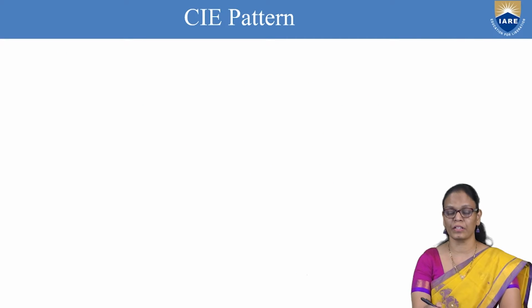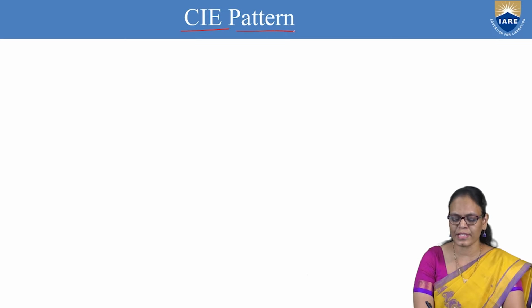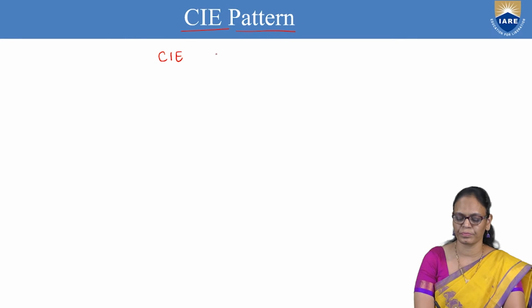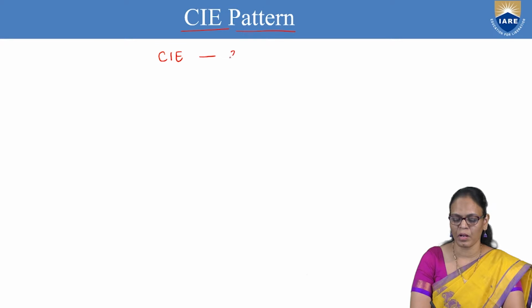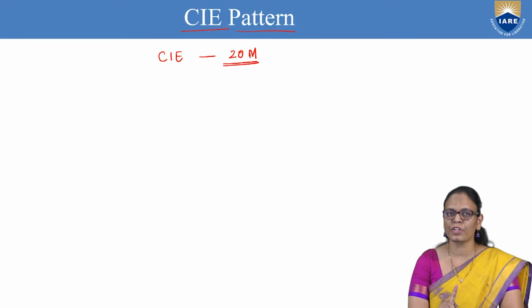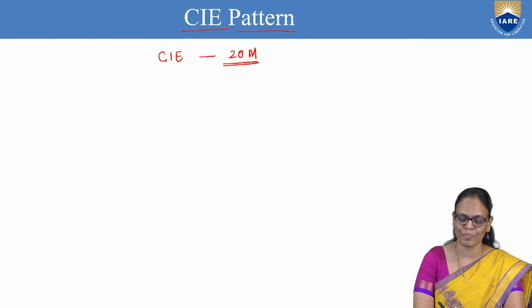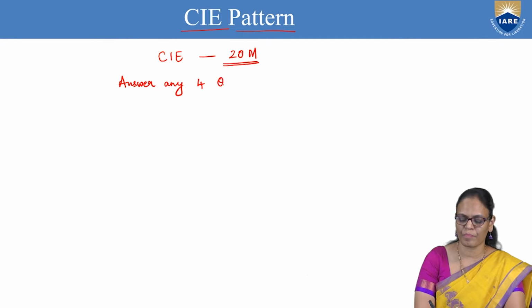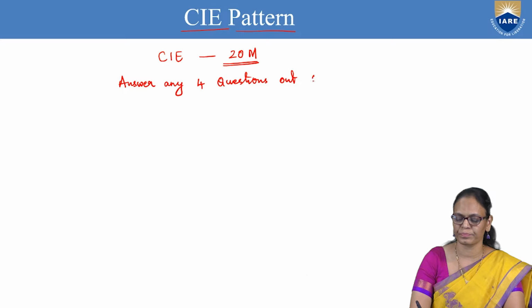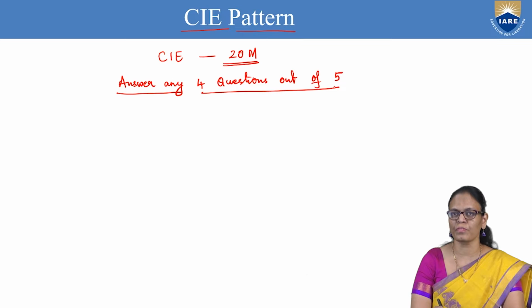So the CIE pattern. I said CIE is for 20 marks, CIE 1 for 10 and CIE 2 for 10. So the pattern will be like this. You have to answer any 4 questions out of 5.